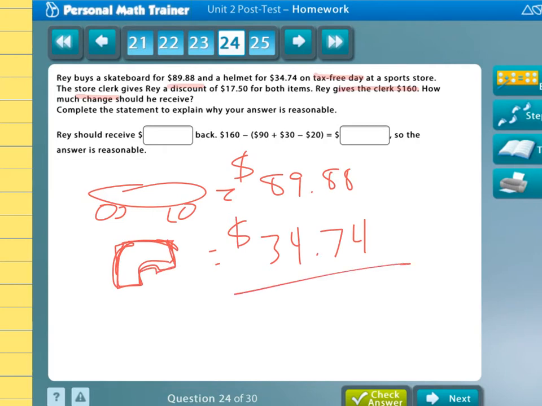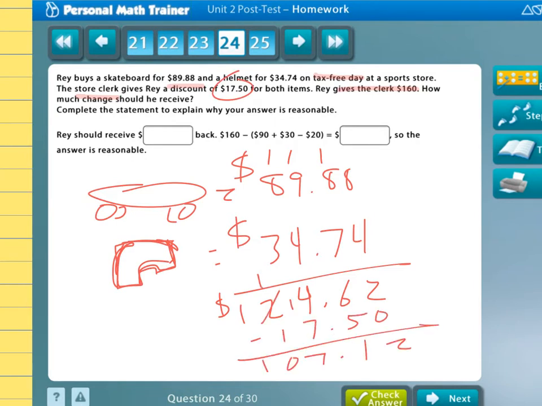So together they would equal, if I add those up, they would cost $124.62. But she gets a discount of $17.50, so you're going to subtract that from the total. So she is only paying $107.12 for the helmet and the skateboard.